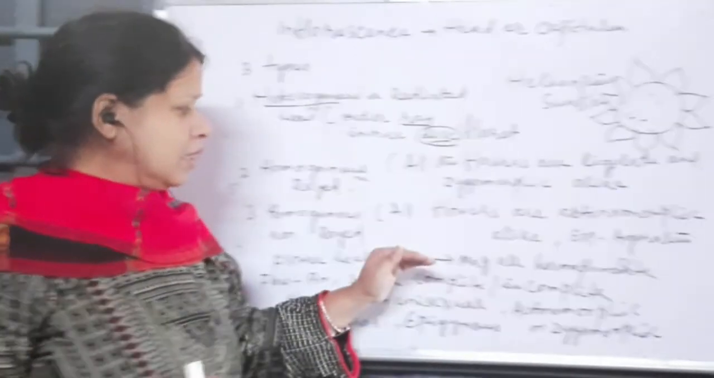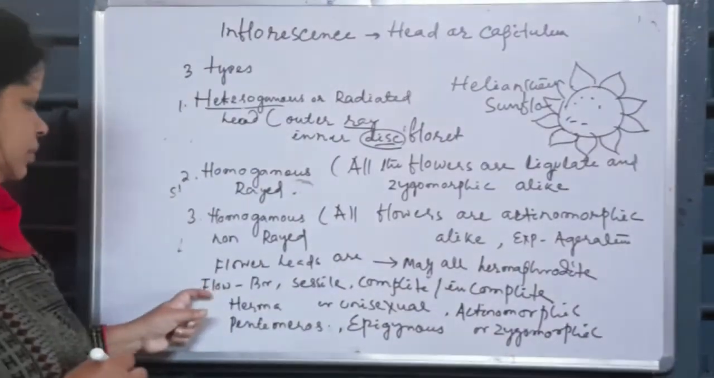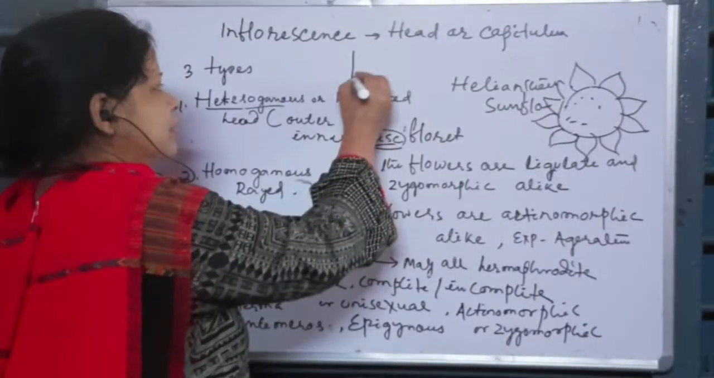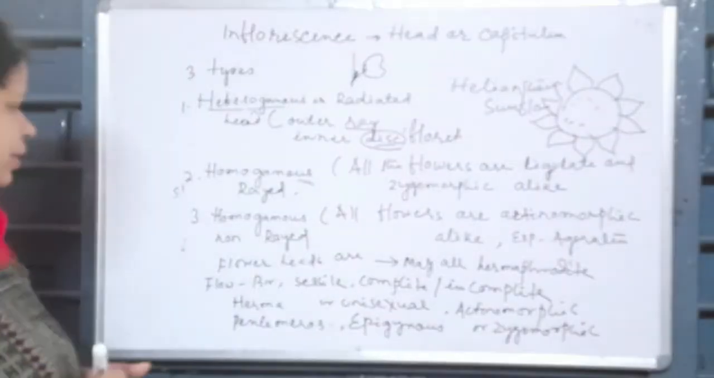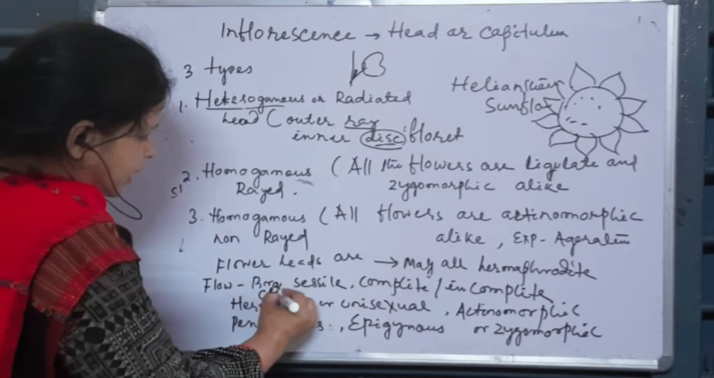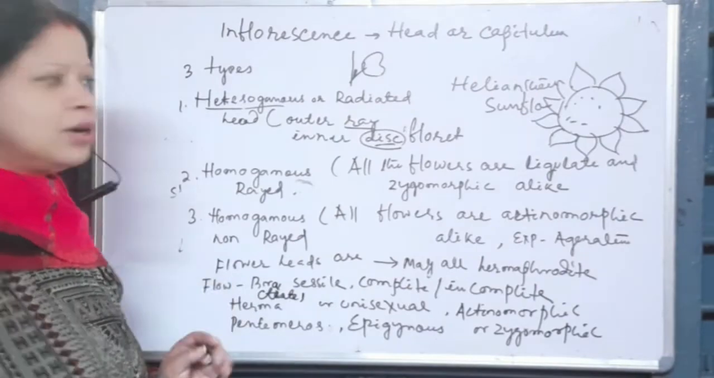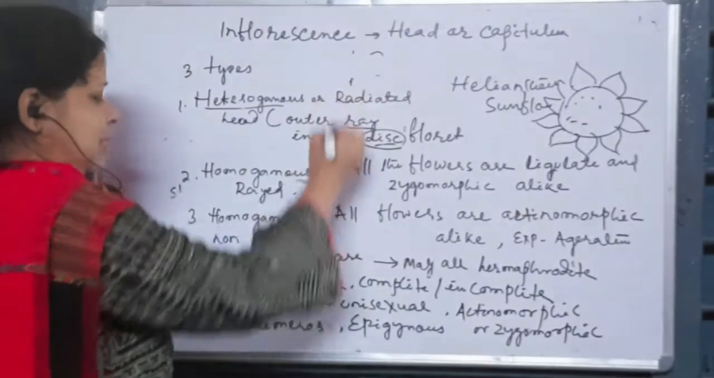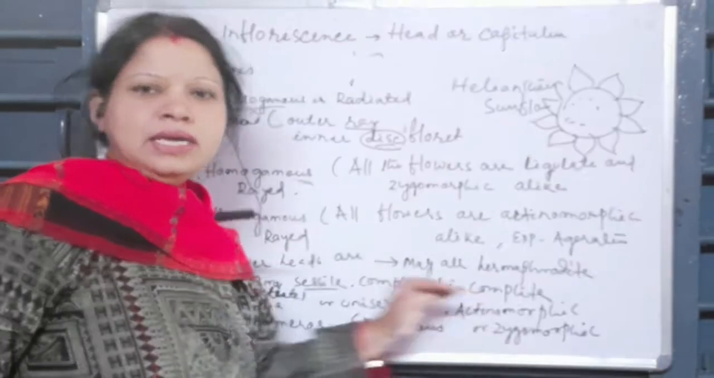Flower heads may be hermaphrodite, all hermaphrodites. Flowers are bracteate. Bracteate means presence of any outgrowth at the base of the flowering stalk. That is called bracteate flower. Sessile. Sessile means without stalk. All the flowers having no stalk or stalkless flower. This is called sessile. Some are complete flower, some are incomplete.